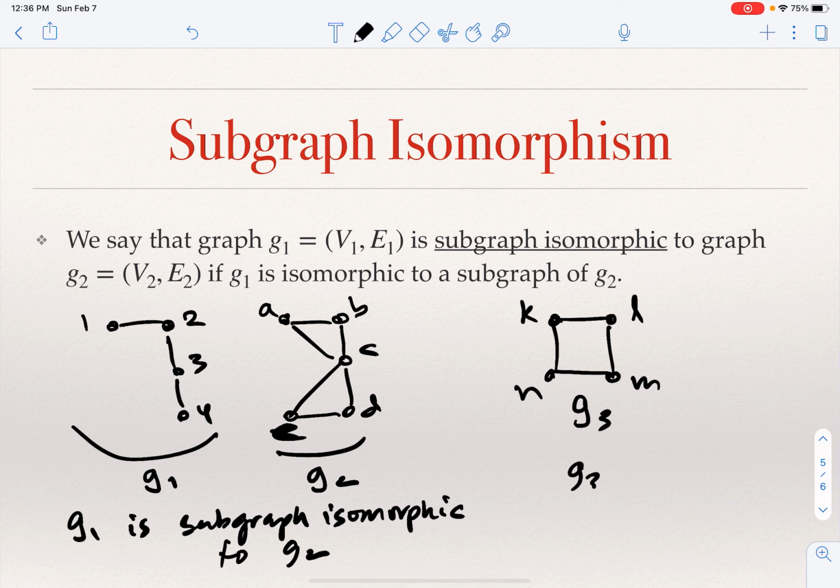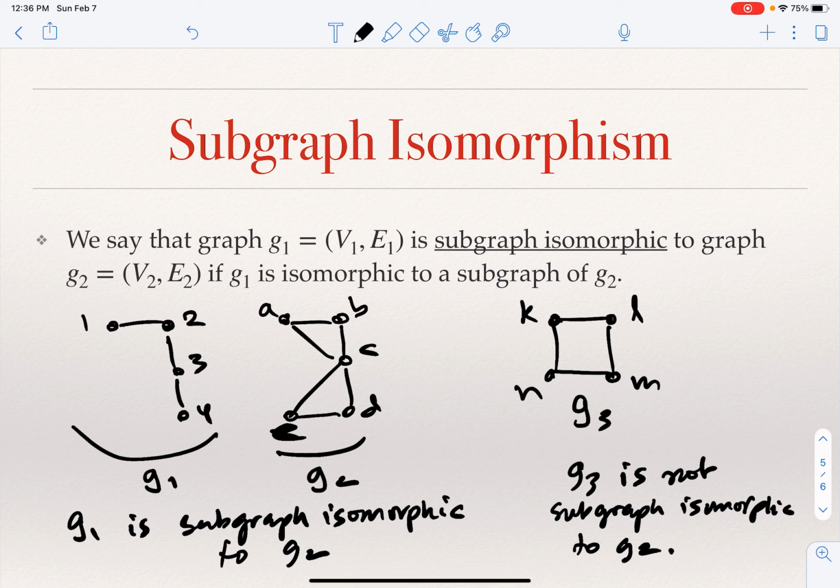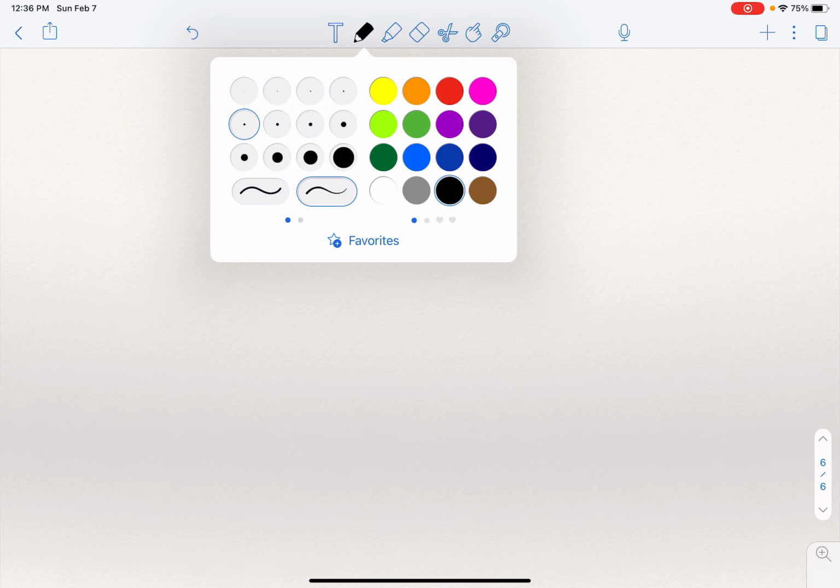So G3 is not subgraph isomorphic to G2. Okay? So this is the concept of graph isomorphism and subgraph isomorphism. I will finish here with two points about graph isomorphism and subgraph isomorphism.